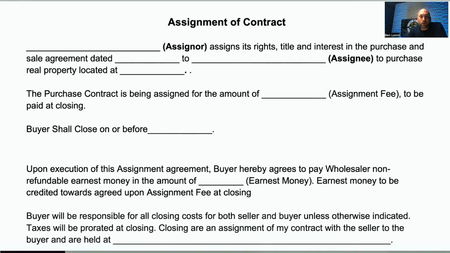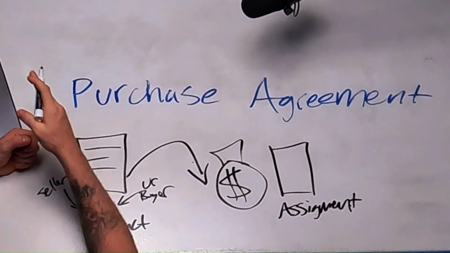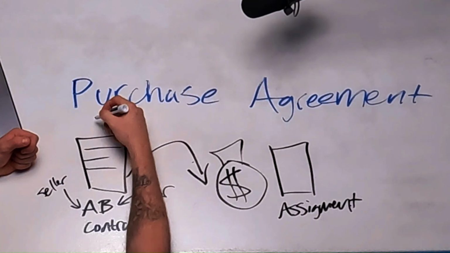So the assignment of contract that you can see on the screen, the assignor, which would be us, right? The assignor is the AB contract holder, the wholesaler, is making the decision to assign that agreement along with the title, interest, and anything else attached to that to the assignee or end buyer, right? To purchase the property located at 123 Main Street. Purchase contract is being assigned in the amount of, now that number that's going inside of that blank space would be the difference between AB contract price and what you're assigning it for, right?